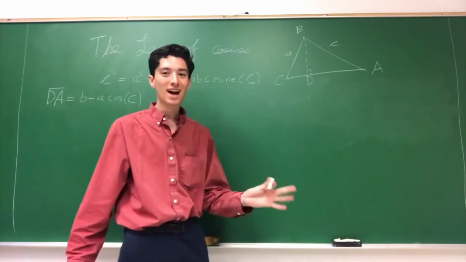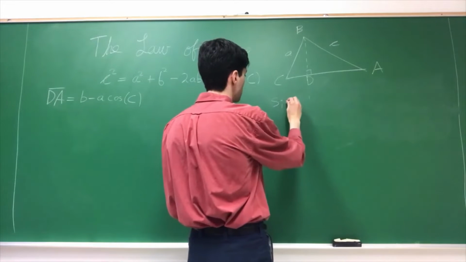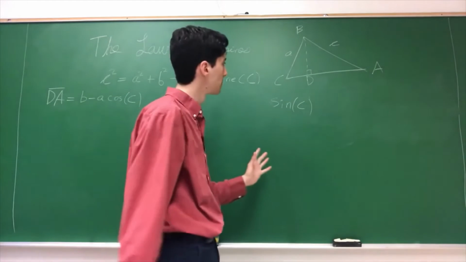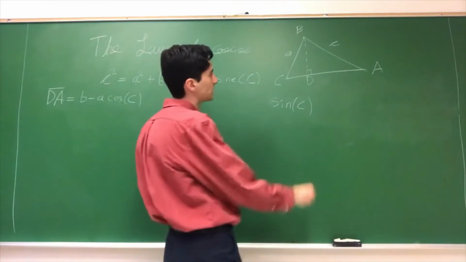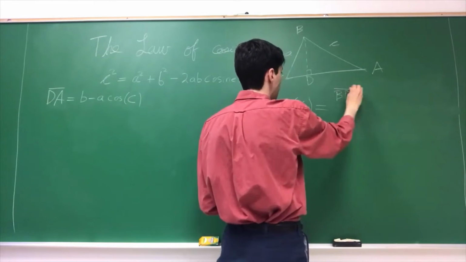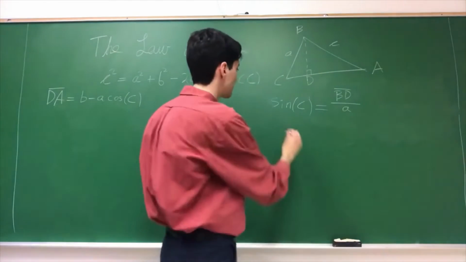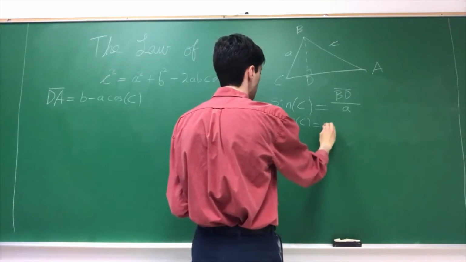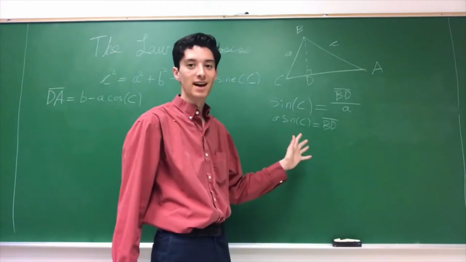Similarly, we can ask ourselves, what is the sine of C? So we write sine of this angle determined by our vertex C. And we look at a right triangle. Sine is going to be the opposite over the hypotenuse, where in this case, this opposite is this vertical line we constructed, BD, divided by a. We multiply by a on both sides. We get a times sine of C is equal to BD. And therefore, we have that as our line segment.